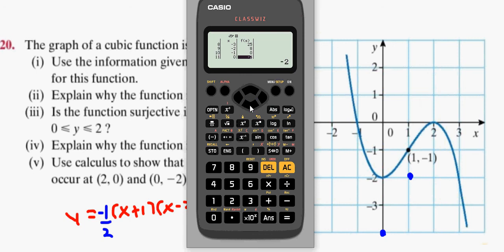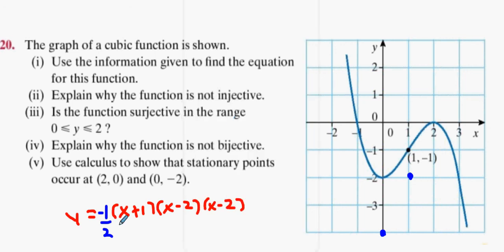0 minus 2, yeah. 1 minus 1, 2, 0, and 3 minus 2. Perfect. We nailed it. That's the equation right there. Is that alright? You can multiply it out if you want.